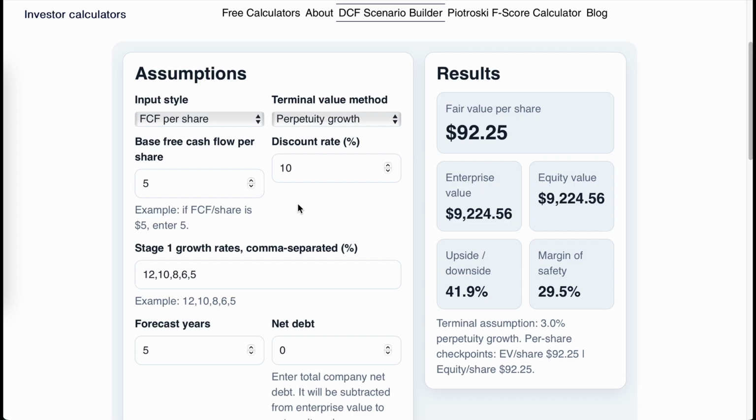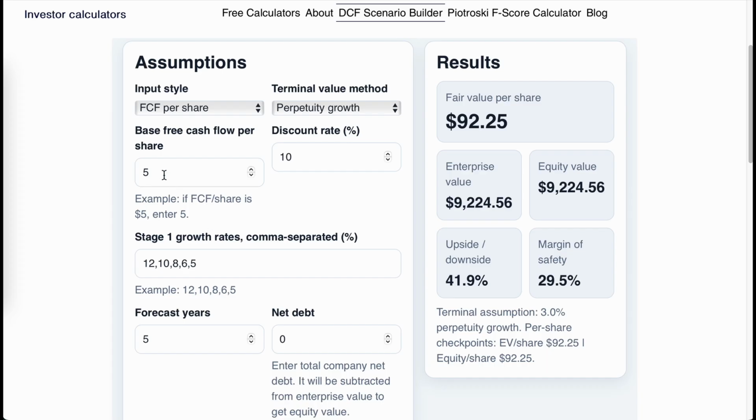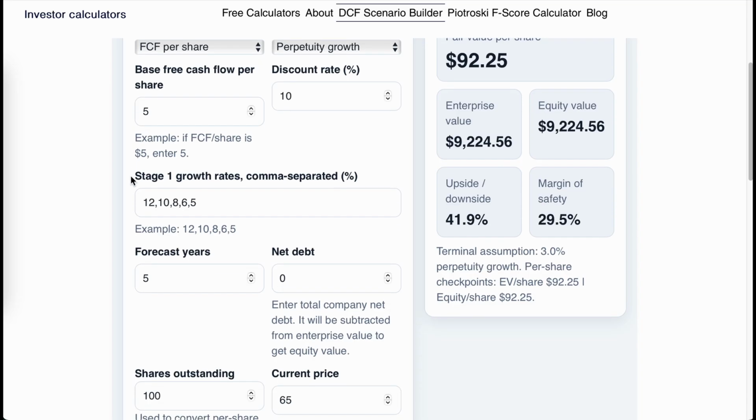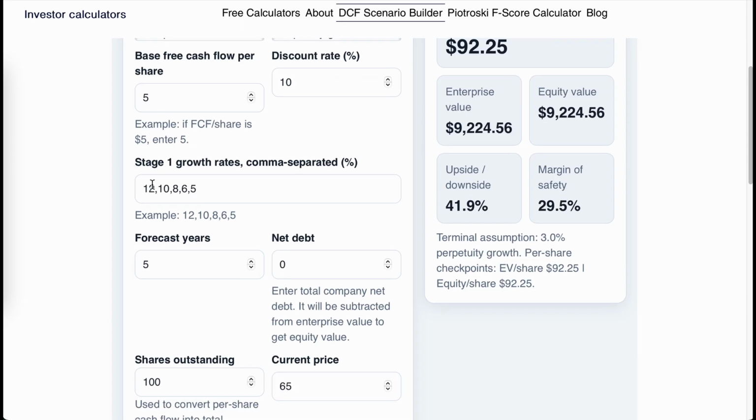So what you have to do here is base free cash flow per share, since we're taking the per share basis, not based on the total overall cash flow. So we're taking the forecasted free cash flow and dividing by the number of shares outstanding. Let's say it's a 5 in our example. 5, it's a free cash flow per share. Then first stage is the growth rate. You separate it by comma. First, let's say that I assume in the first year the free cash flow per share will grow by 12%, then second year by 10%, third year 8%, fourth year 6%, and 5%.